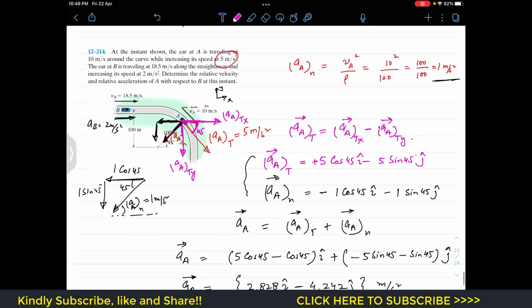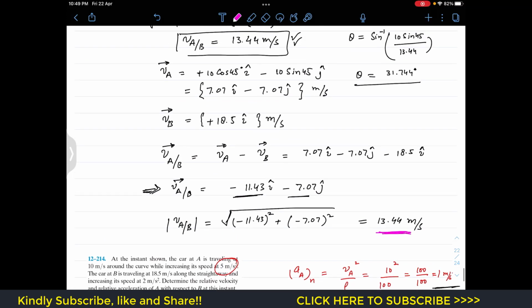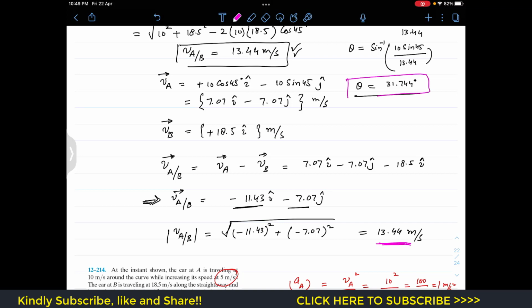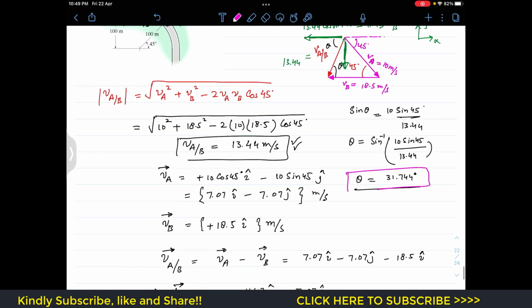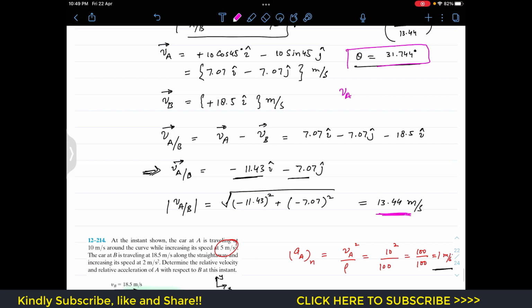Now the relative velocity of A with respect to B has a magnitude of 13.44, and it is making 31.744 degrees in this direction, like this. So let me write the answer: the relative velocity of A with respect to B has a magnitude of 13.44 meter per second, and its angle is 31.744, and it is measured in this direction with the negative x-axis.